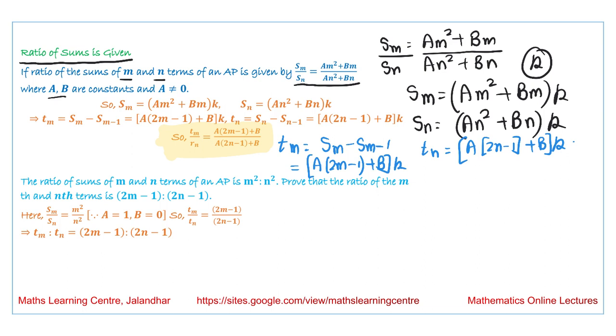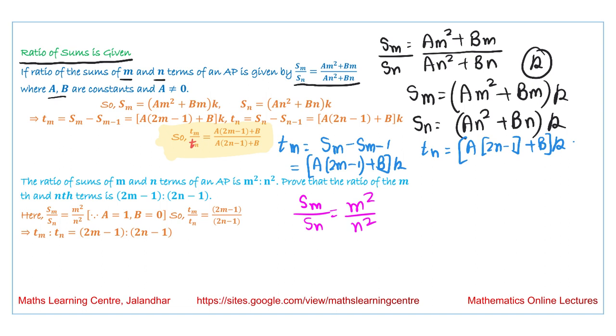So based upon this we have this next question. The ratio of the sum of m terms to n terms is given to be equal to m square by n square. We have to prove that the ratio of the mth term and nth term is this.